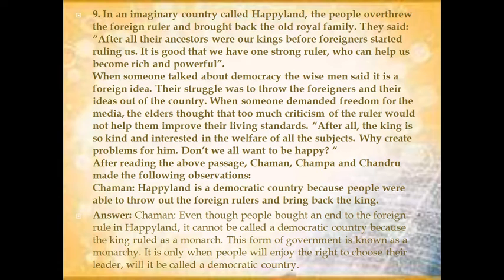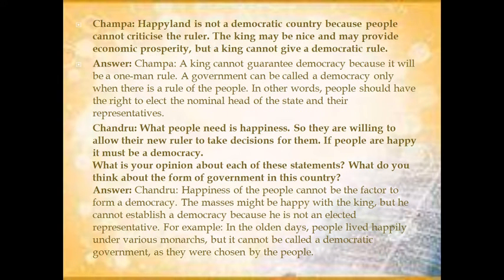Chaman: Happy Land is a democratic country because people were able to throw out the foreign rulers and bring back the king. Answer: Chaman, even though people brought an end to the foreign rule in Happy Land, it could not be called a democratic country because the king ruled as a monarch. This form of government is known as a monarchy. It is only when people enjoy the right to choose their leader that it can be called a democratic country.